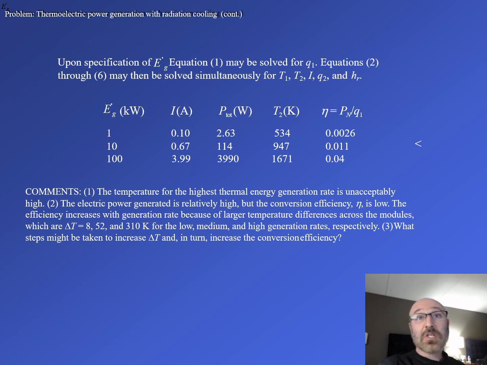With the specification of the E sub G from equation 1, we can solve for our Q1 values, plug those in, and equations 2 through 6 can then be solved simultaneously using that code from MATLAB, or by hand, or again Python, whatever your numerical solver of choice is. And you can solve for your T1, T2, I, Q2, and H values in order to get this information down here. So you can plug in the E sub G to get that Q1. Then you can get your I sub A, the power that it asks you to solve for, your temperature too, and your efficiency as well if it asks you to solve for any of that. For each of these cases, you want to solve it 3 different times, for each of those values for your E sub G from 1 to 10 and then to 100 kilowatts.